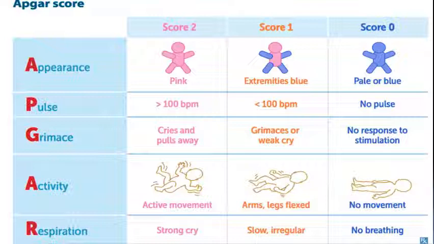Total score is 10 and the highest score for each parameter will be 2, and the minimum or the least score is going to be 0.